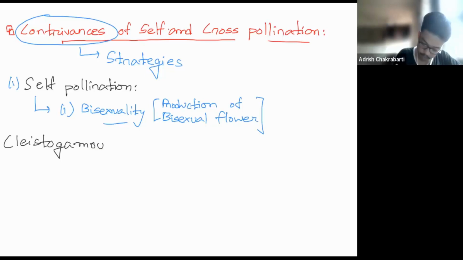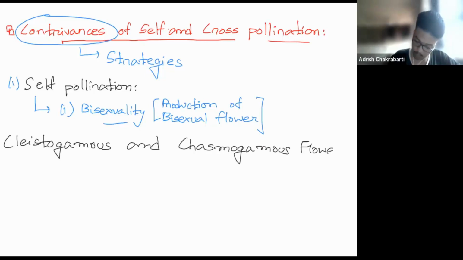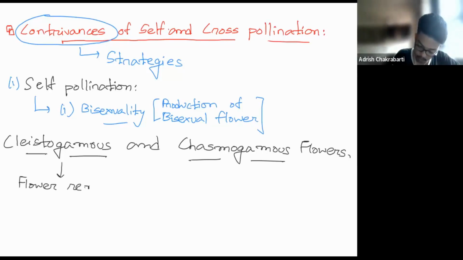Cleistogamous and chasmogamous flowers. So what is a cleistogamous flower? What are chasmogamous flowers? In cleistogamous flowers, in this particular condition, the flower remains closed throughout the life cycle.